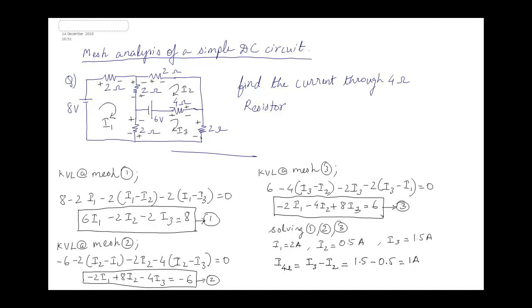Now it can be even I2 minus I3. In that case it will come as minus 1 ampere, but since we are not concerned about the direction because the question says to only find out what is the current through, we will say that even if the answer comes as minus 1 ampere, we will write it as the current through the 4 ohm resistor is 1 ampere.